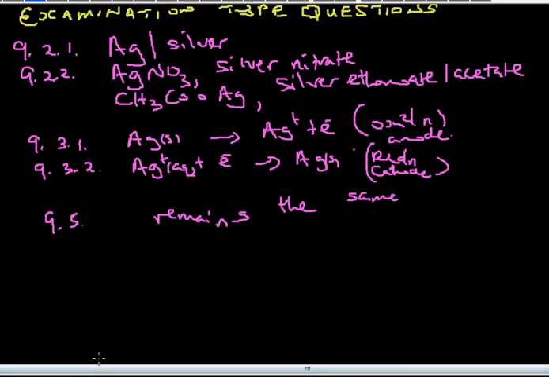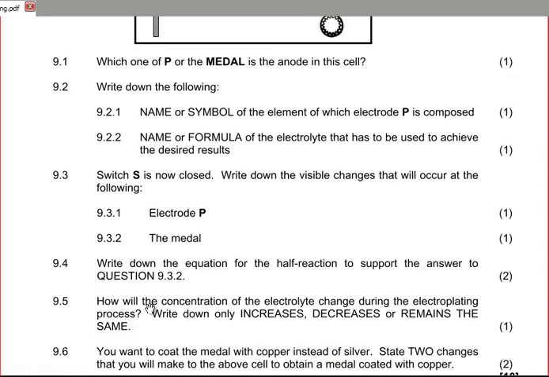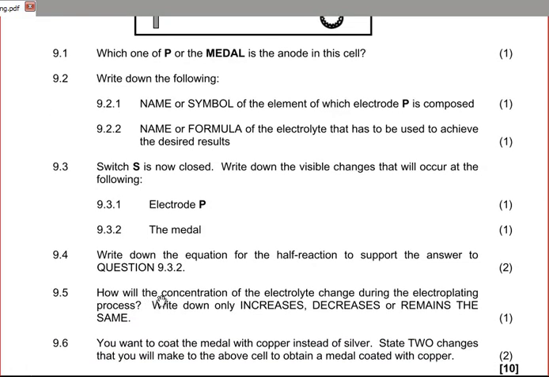So if we can proceed to the next question, which is 9.6. It says you want to coat the metal with copper instead of silver. State 2 changes that you will make to the above cell to obtain a metal coated with copper. That one is just common sense which we are going to use there, right? So what we are going to do is replace the silver solution with a copper solution or a soluble copper salt.